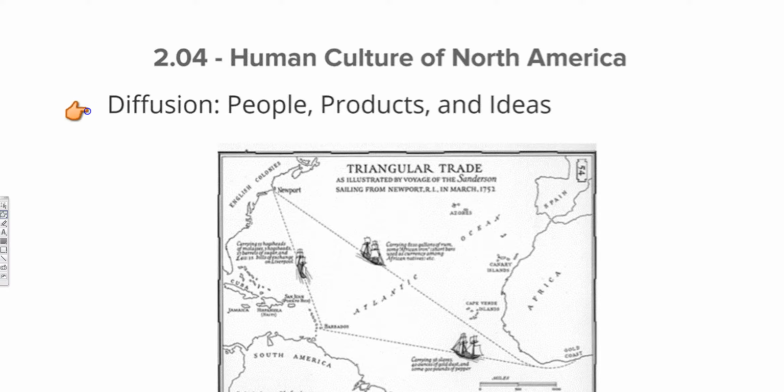I want to talk about diffusion real quick. You may have heard of the triangle trade, where they brought slaves from Africa to the United States, and then they got sugar and other goods and brought them to the Bahamas, and brought things back, and did that triangle trade. When they did that, there was a diffusion of people, products, and ideas. Things start to shift and move around as people are moving.